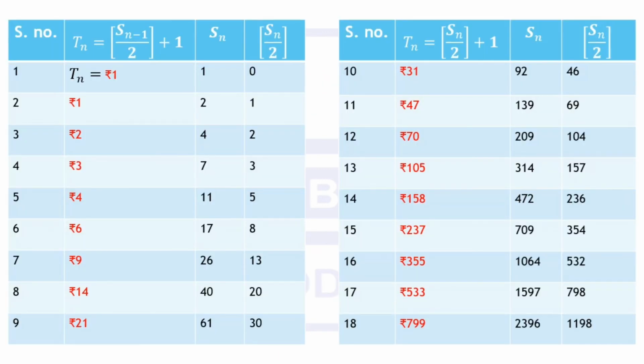Now you can see on the screen that we need a minimum of 18 currency notes, and the values of all these notes are shown on the screen by their sum and the step-by-step procedure. So this was our solution.